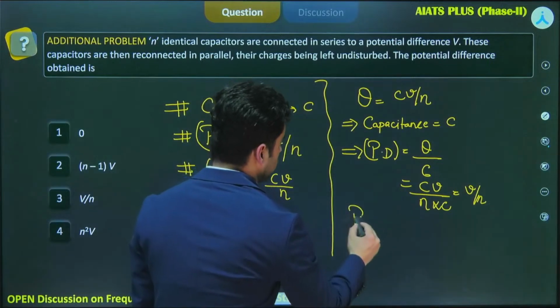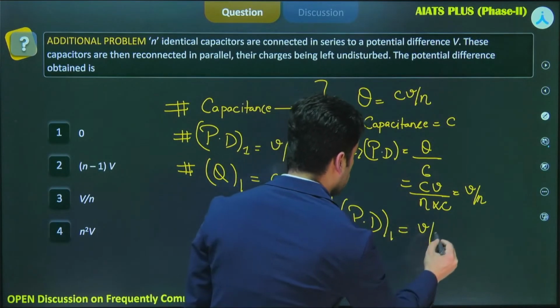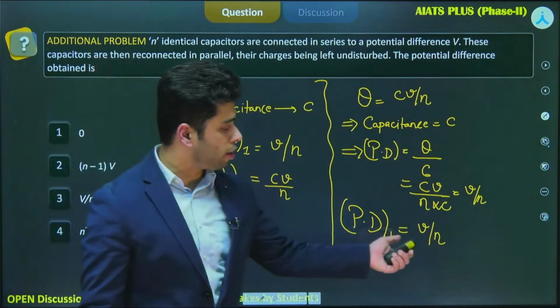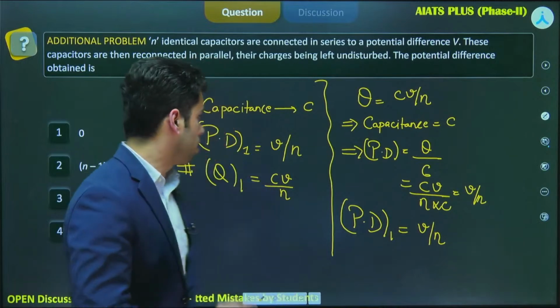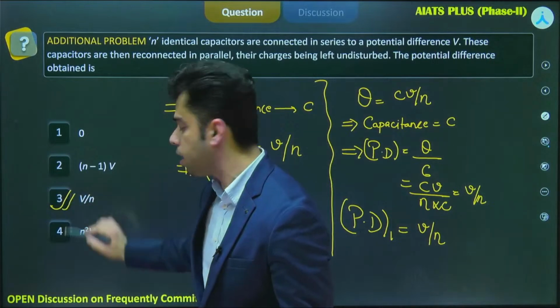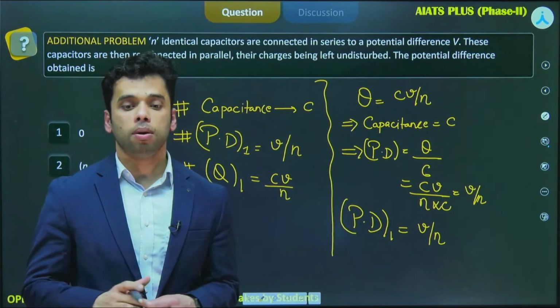So the potential difference across any capacitor will be equal to V by N, because in a parallel combination the potential difference is going to remain the same. So the potential difference is coming out to be equal to V by N, which means that the correct answer to this problem will be option 3, that is V by N. I hope you understood this problem.